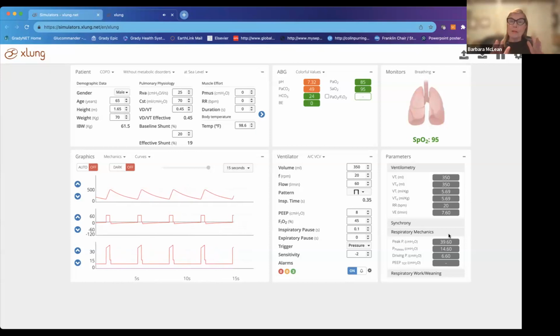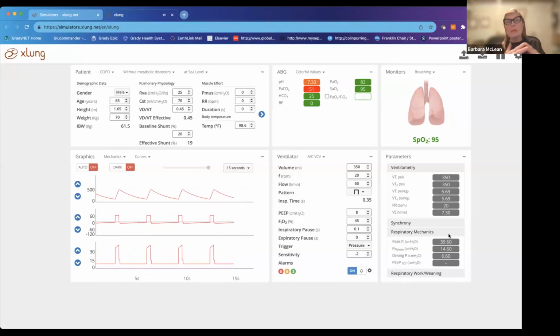Remember, pressure is always about volume and compliance or volume and resistance. If you have a lot of resistance, even a low volume will yield a high pressure. So you have high resistance, low volume, high pressure. You have low compliance, low volume, you're going to have a high pressure. So we have to think outside of the box.